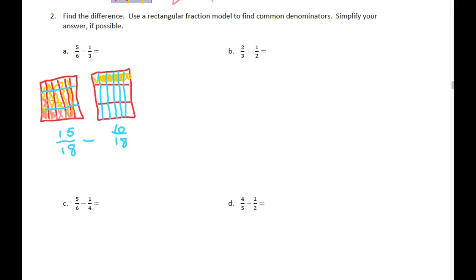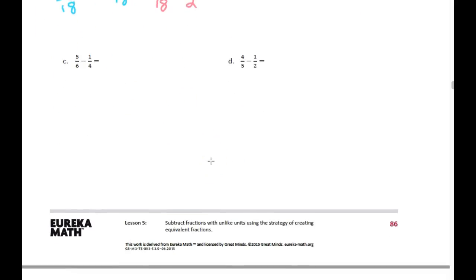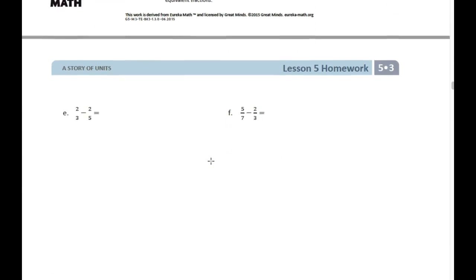So then we count how many are left. 1, 2, 3, 4, 5, 6, 7, 8, 9. We have 9 18ths left over. 9 18ths is also the same as half because 9 is half of 18. So that's simplifying. All right, let's do one more before we show you your homework.